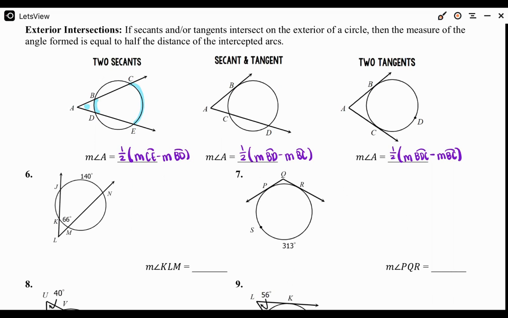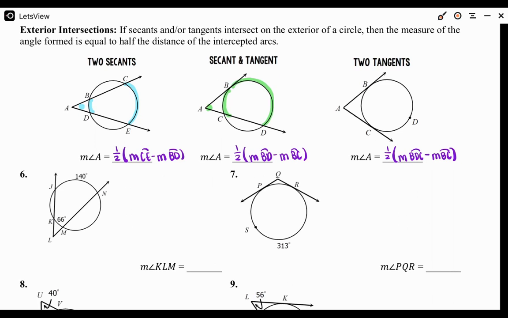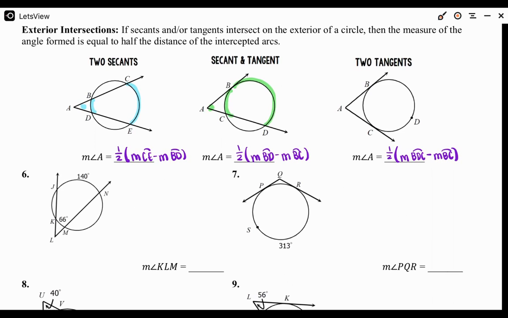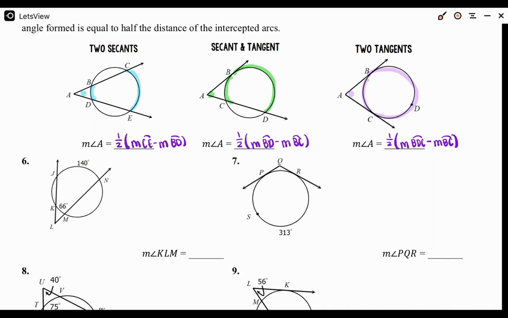Same thing for A over here. This angle A, we're going to be taking the arc measure of BD minus BC, and then take half. And same thing for our last circle. So the measure of angle A is equal to BDC minus BC, so the outer minus the inner, and then divide by 2. So that's what we're going to be doing on these problems.